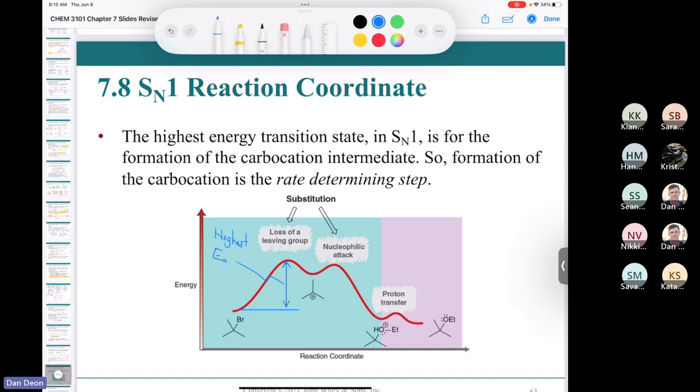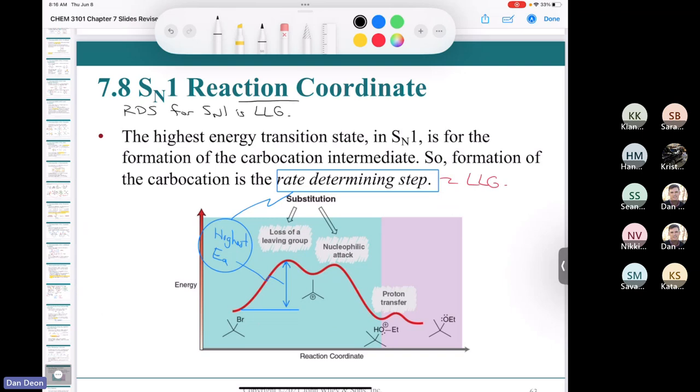highest activation energy. And so if we look at a bunch of different steps in a reaction pathway, the one with the highest activation energy, we call it the rate determining step. So these two things are tied together. The step with the highest activation energy is the rate determining step. And so the formation of the carbocation, or if you want to call it the loss of leaving group, that is the rate determining step. And that's something that I want you to memorize. Let's write it down here: the rate determining step for SN1 is loss of leaving group. The very first step is the rate determining step.